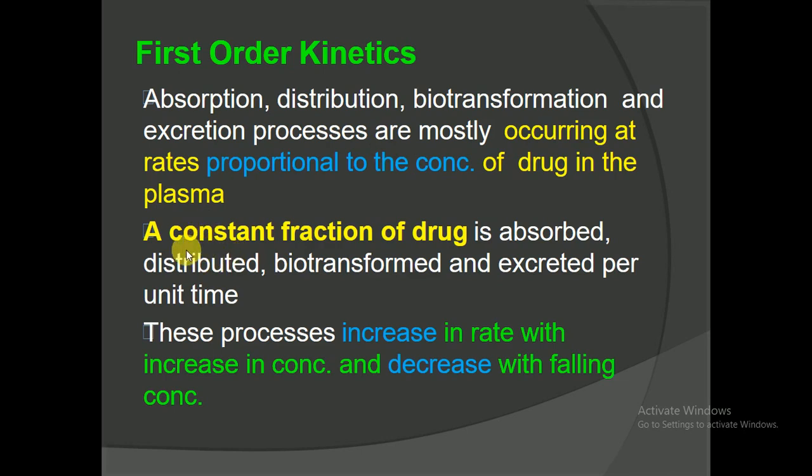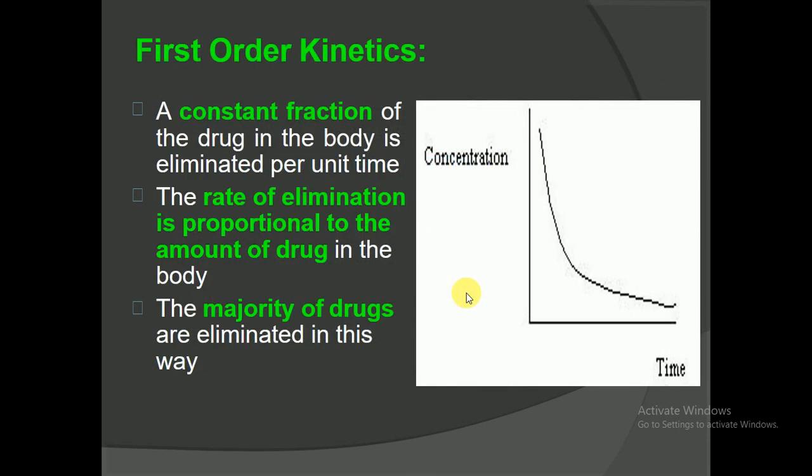So what does it mean? It means that a constant fraction of the drug is absorbed, distributed, biotransformed and excreted per unit time. These processes increase in rate with an increase in concentration and decrease with a fall in concentration. So in first order kinetics, the rate of reaction is directly proportional to the concentration. If we increase the concentration, the rate of reaction increases, while if we decrease the concentration, the rate of reaction will be slower.